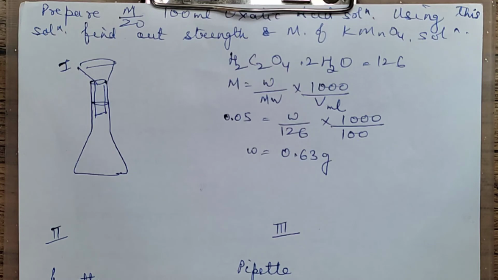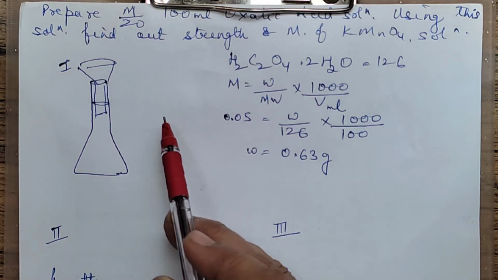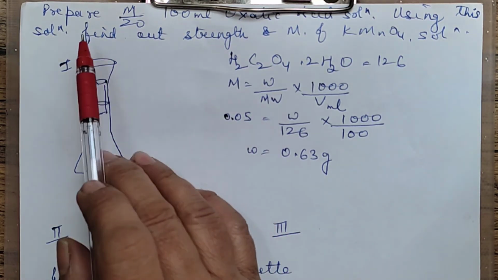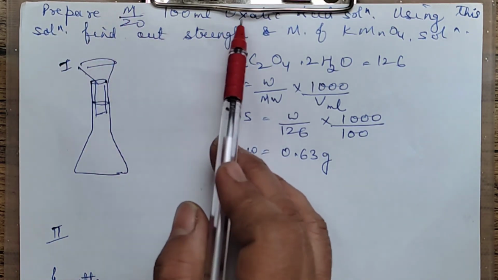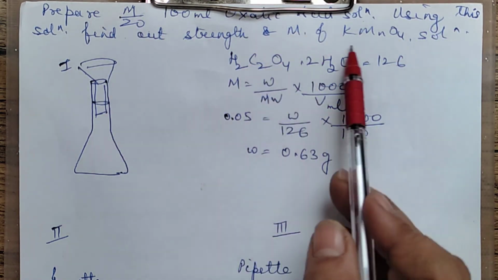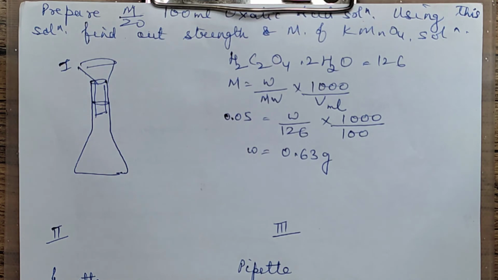Okay. Now suppose you are asked another question. This is the second titration. I've written most of the things just to save time. Suppose the question is: prepare 100 ml M/20 oxalic acid solution. Using this, find the molarity and strength of the given KMnO4 solution. Most of the steps are the same, but for only two differences, right?